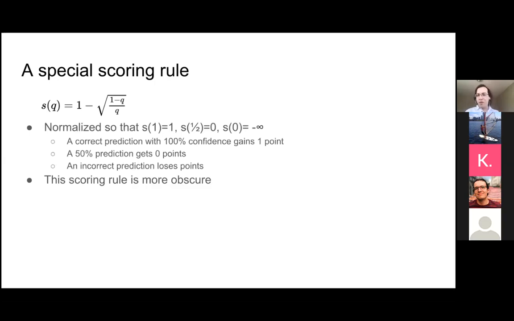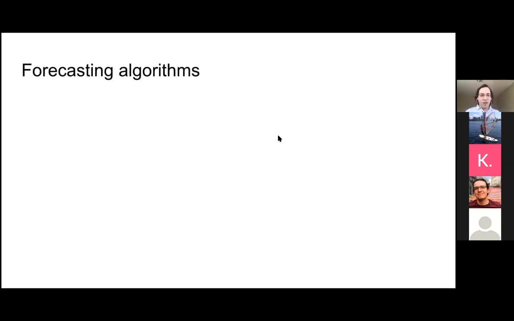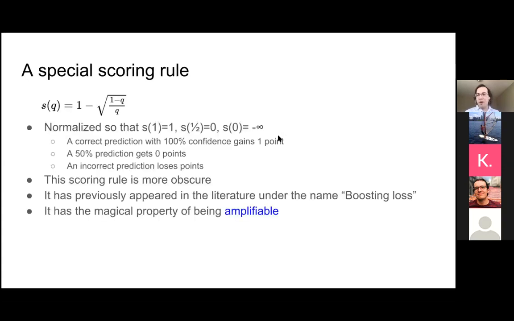It's also more obscure. The previous ones had mentions in the Wikipedia article, for example. We did eventually find it in the literature under the name boosting loss, which is kind of suggestive. It has the property of being amplifiable, and we'll talk about this. But this is a property that's crucial for our purposes.